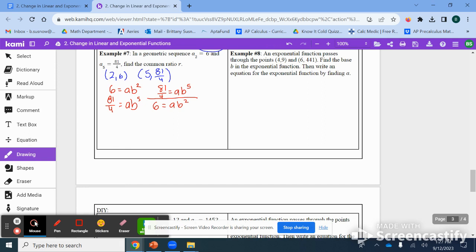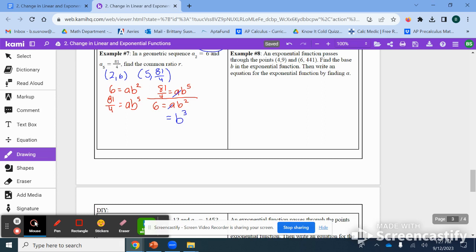Is there any variable here that can cancel out? And what is it, Michael? Not b. Well, b can simplify, but what could a? a divided by a is just 1. They can kind of cancel each other out. And then when you do b to the fifth divided by b squared, your rule of exponents is to subtract, so it's b to the third. Okay.